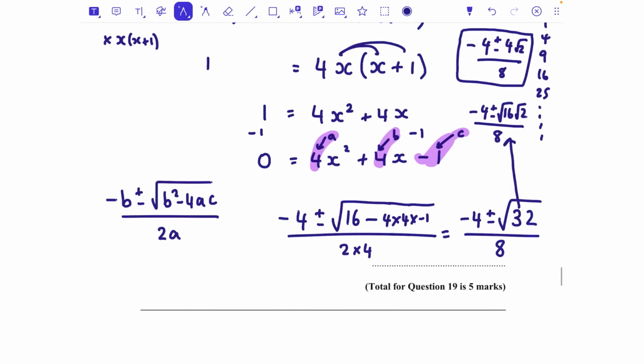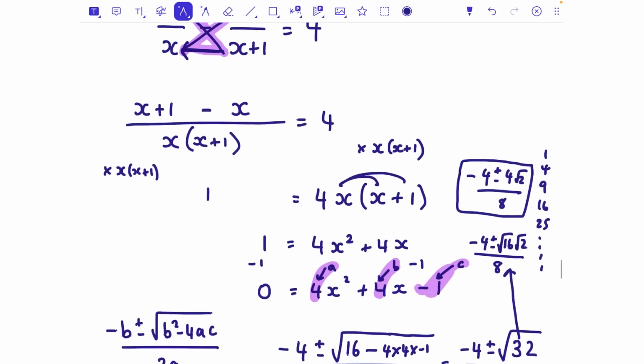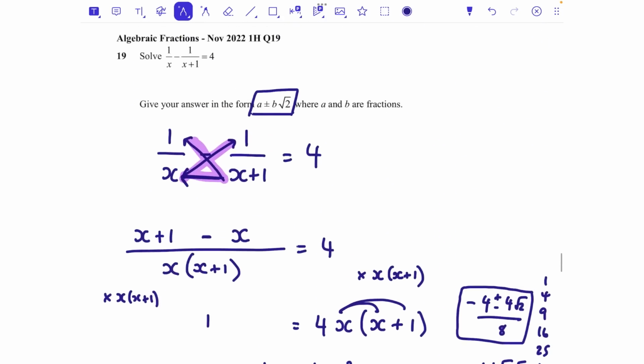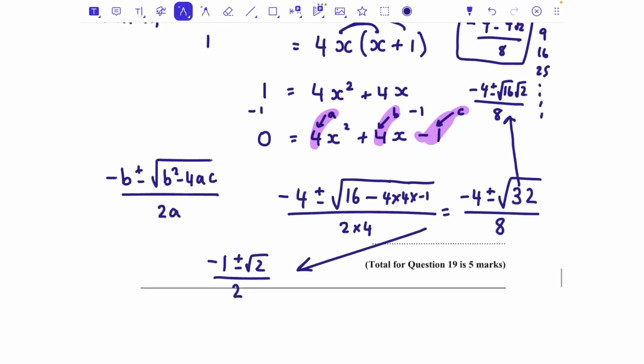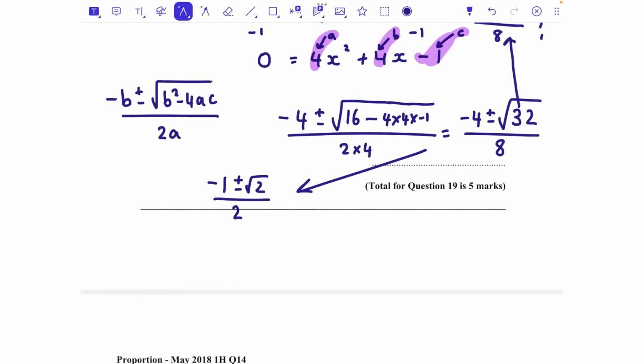And my final answer, although I've not given myself very much room for it, is going to be minus 1 plus or minus root 2 over 2. Now, the format of the question said we needed to leave it in this format where a and b are fractions. So I am going to slightly change that answer. I don't want it all over 2. I want to split it. And I'm going to make it minus 1 over 2 plus or minus root 2 over 2, or half.